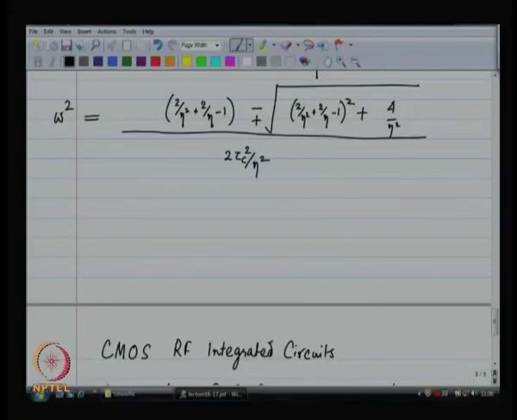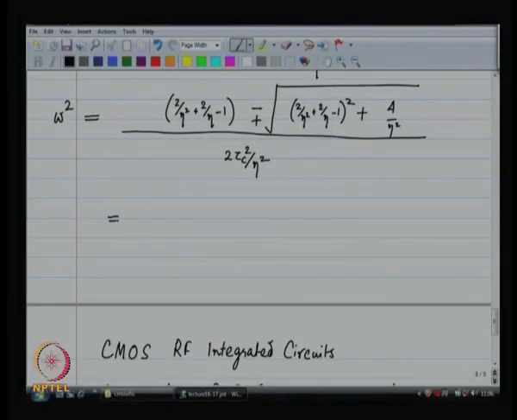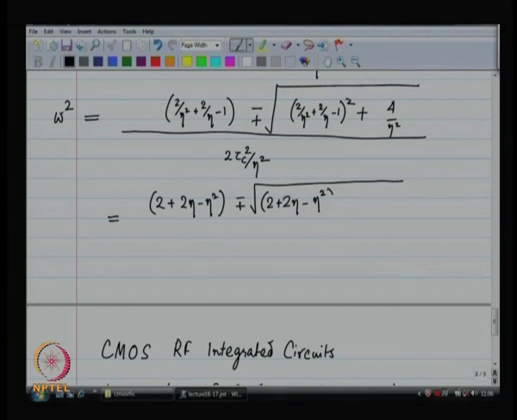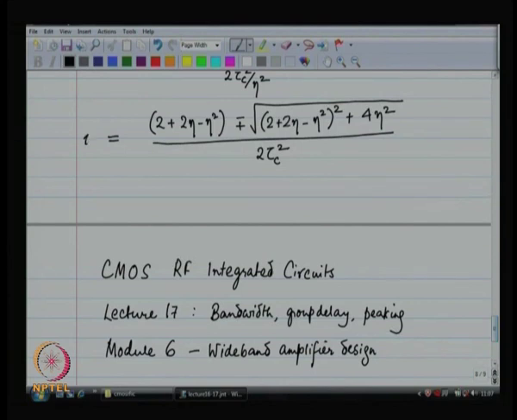Now, what do you think? Let me simplify a little bit more on this. So, I am going to multiply the numerator by eta squared, denominator by eta squared, and that will give me 2 plus 2 eta minus eta squared, minus plus square root of (2 plus 2 eta minus eta squared) whole squared plus 4 eta squared, divided by 2 tau c squared. Okay. So, this was the expression for omega squared.